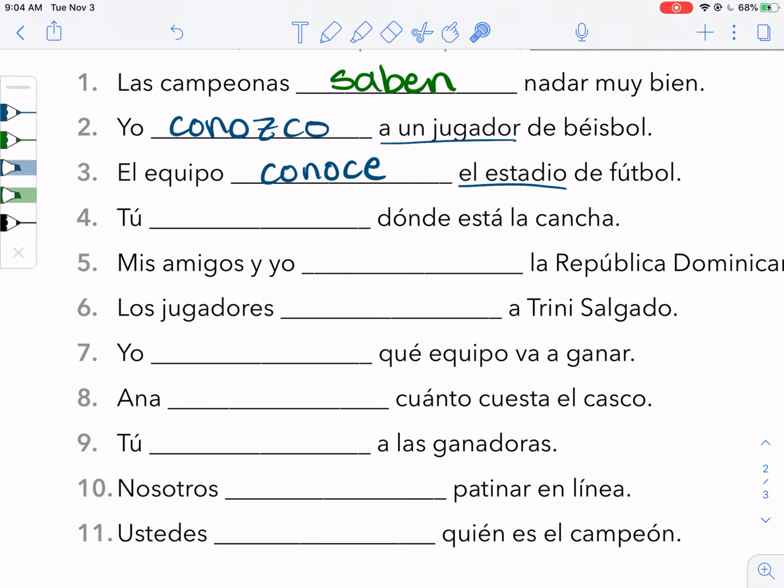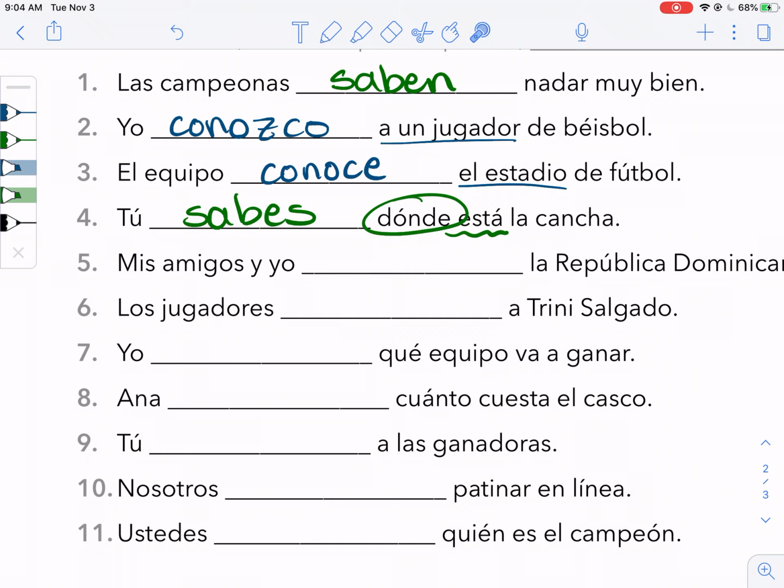Número cuatro. Tú, ¿dónde está la cancha? You know where the court is. So even though the court is a place, you know where it is. We've got a question word, we've got a verb here. So that's a good hint that we want to do saber. Tú sabes dónde está la cancha.